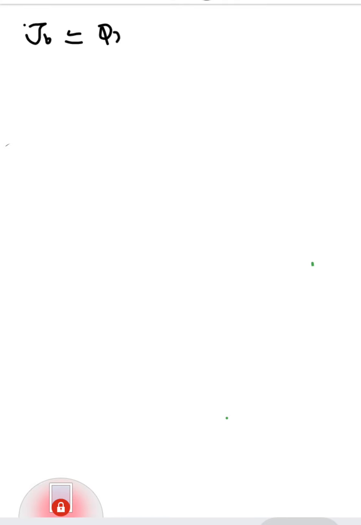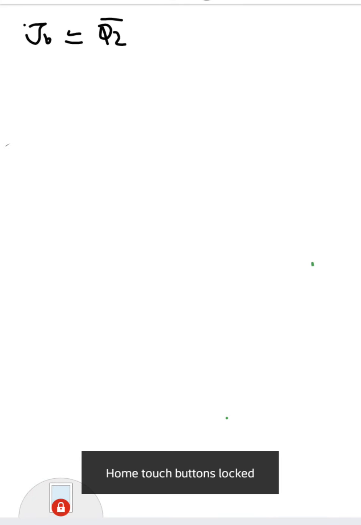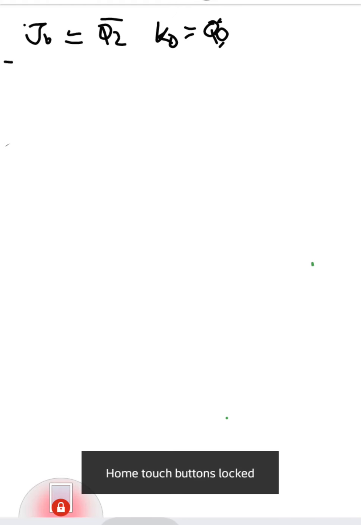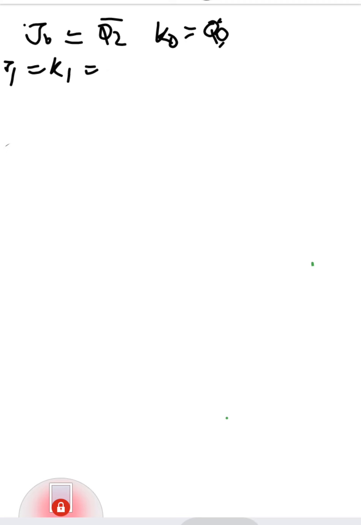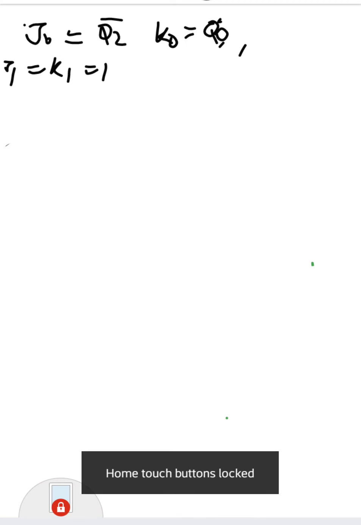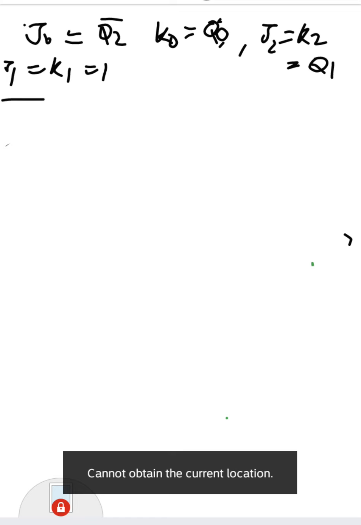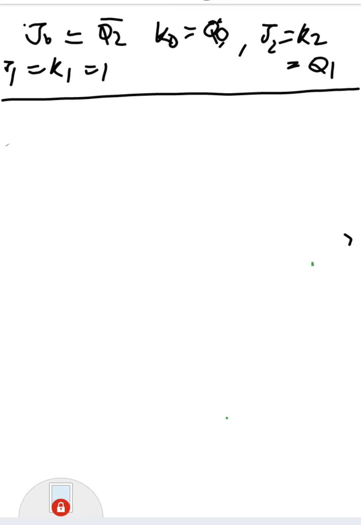Q2 bar, K0 equal to Q0, J1 equal to K1 equal to 1, then J2 equal to K2 equal to Q1. Now using this you have to implement, that's the final step.